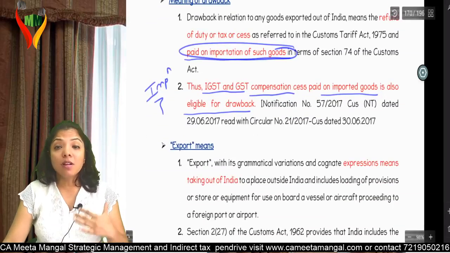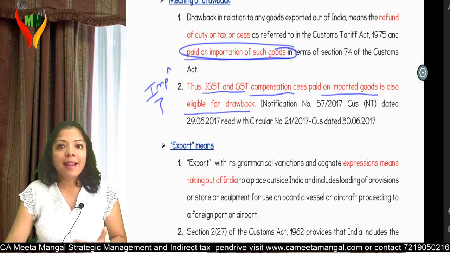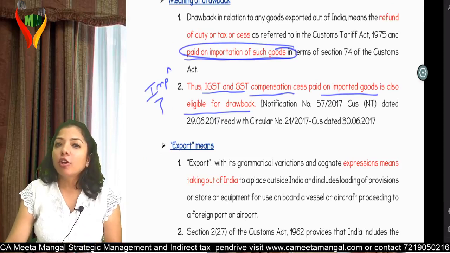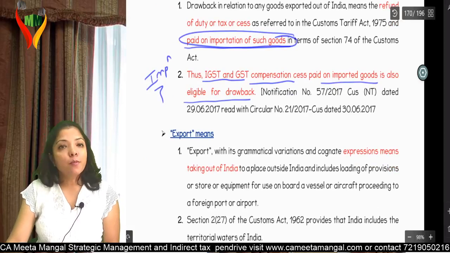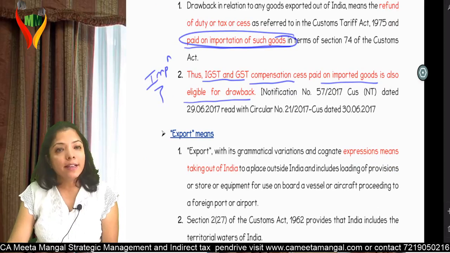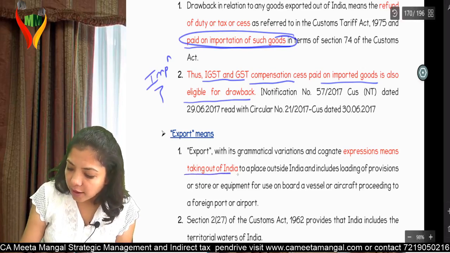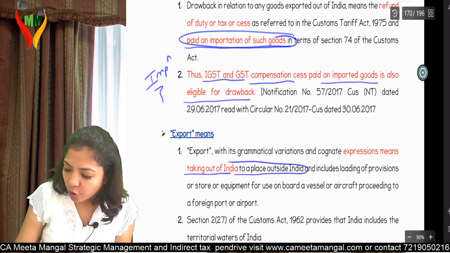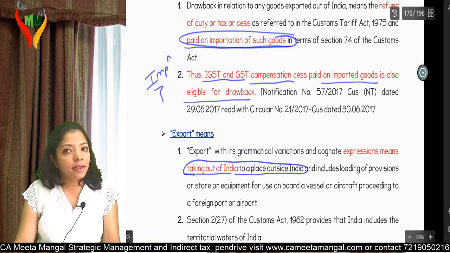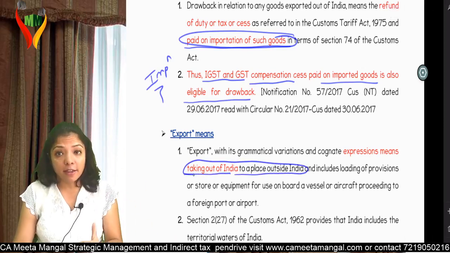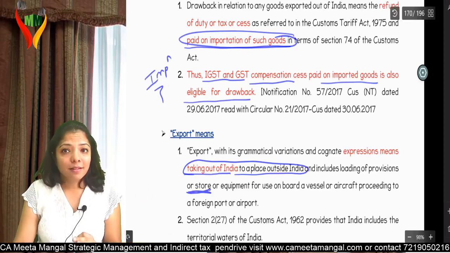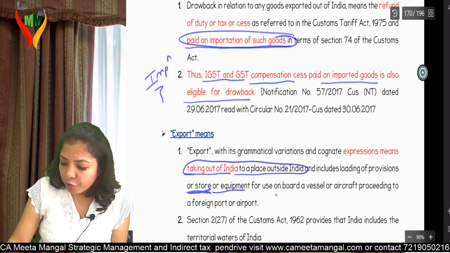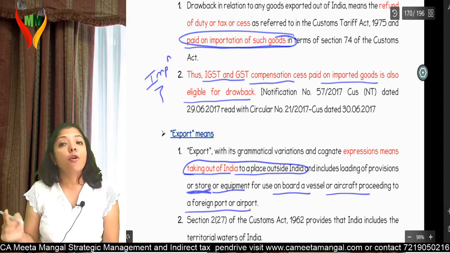Now what do you mean by export under section 74? Because until and unless you have exported, you are not eligible for duty drawback. So what is export? Export, or exporters, grammatical variations and cognate expressions, means taking out of India to a place outside India. We all know this. Taking from India, out of India to a place outside India, and includes stores or equipment for use on board a vessel or aircraft proceeding to a foreign port or foreign airport.